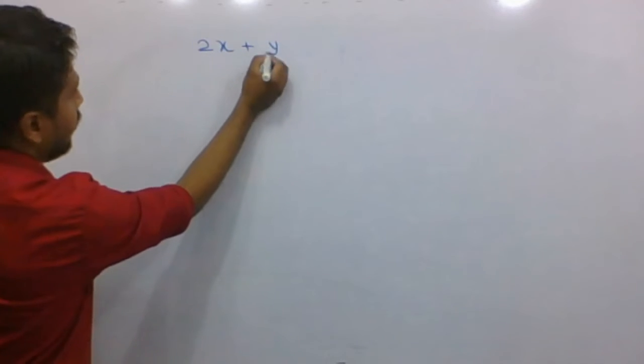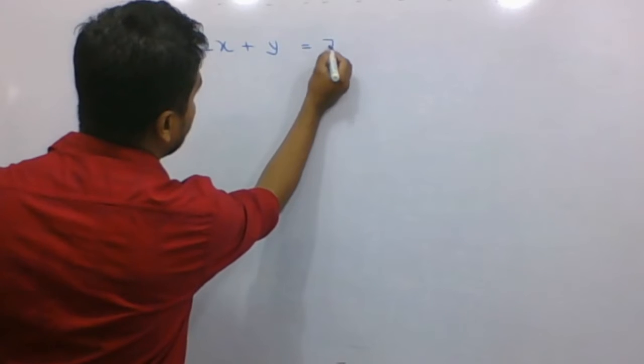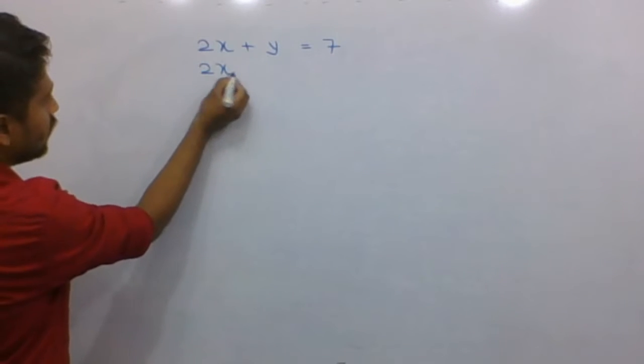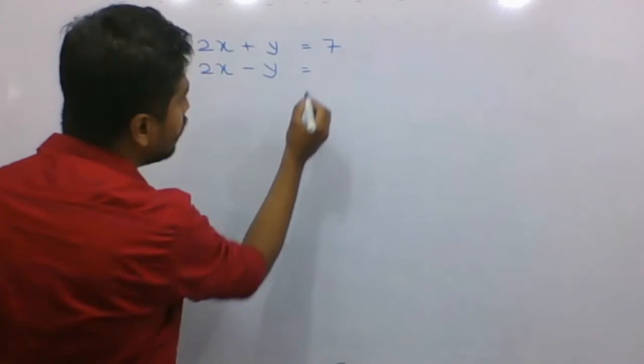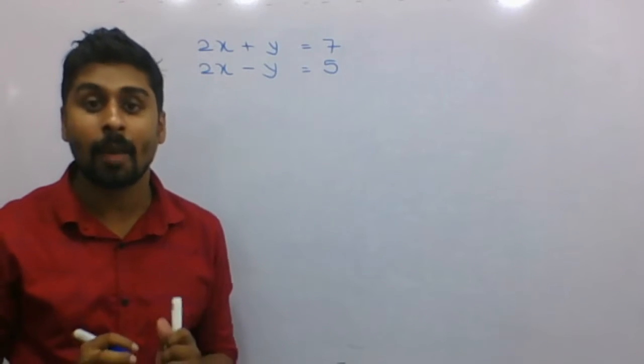2x plus y equals 7. 2x minus y equals 5. On the exam again. Now I am going to do this question.